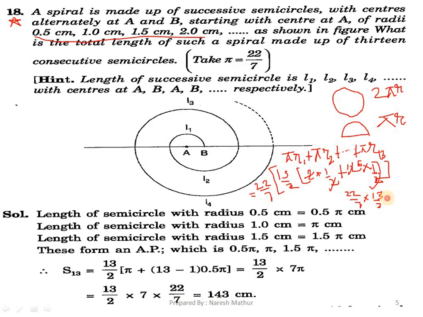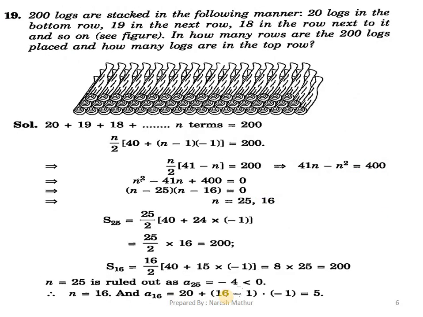So just cut this 7 by this 7, because 1 plus 6 is 7, and this 2 can be cut by 11. So at the end we have 11 into 13. So 11 into 13 is 143 centimeter. So the total length of the spiral would be 143 centimeter.